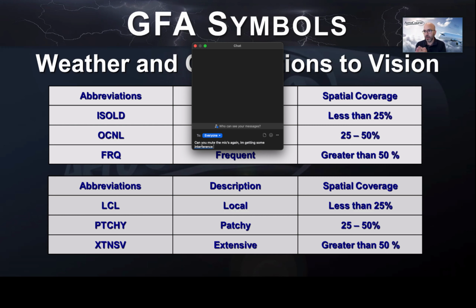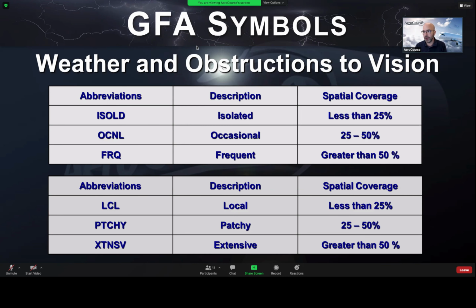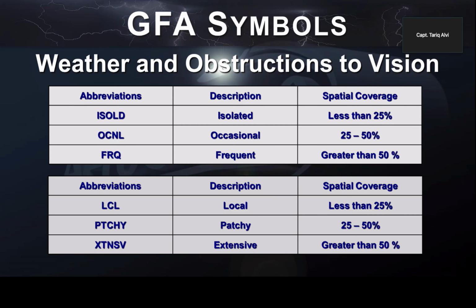Here's the stupid part. These percent spatial coverages are different than the ICAO standard. Canada uses different spatial coverages than ICAO. So if you looked at an ICAO chart and saw the words isolated, occasional, frequent, all this, the numbers are different. So this only applies to a Canadian chart. So watch for it. Because it's a Canadian chart, this counts. I will point out the other ones for you and I'll tell you what the ICAO ones are.